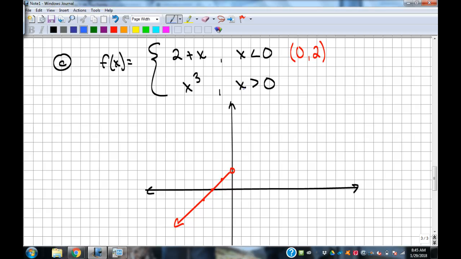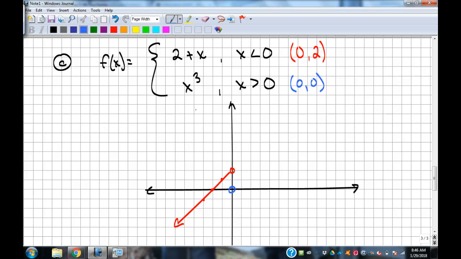Now, x cubed and x is greater than 0. What's the important point? 0, 0. Because if I plug 0 in for x, 0 cubed is still 0. Okay, so is that point included or not? No. Okay, open circle on 0, 0. What does x cubed do? Do we know? No, x squared is a parabola. X cubed looks like this normally. That's what the normal x cubed graph looks like. This one is only the part from 0 to infinity.